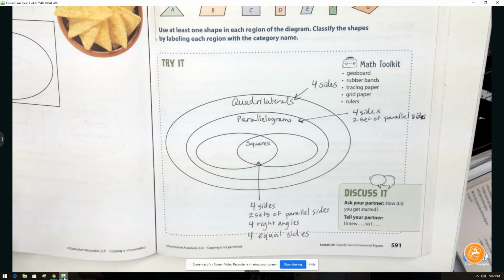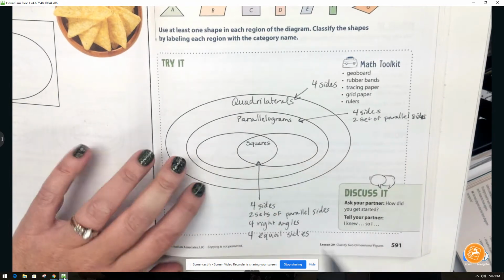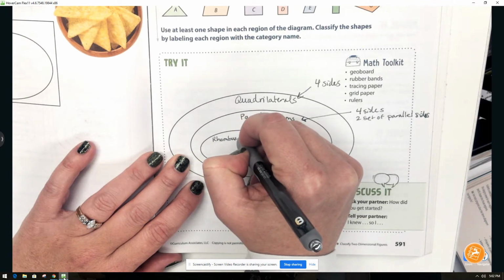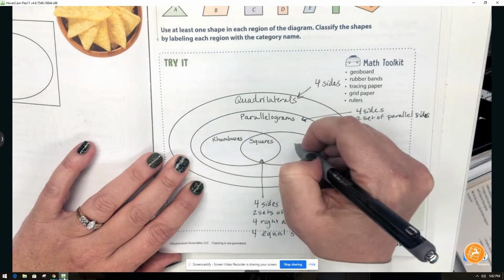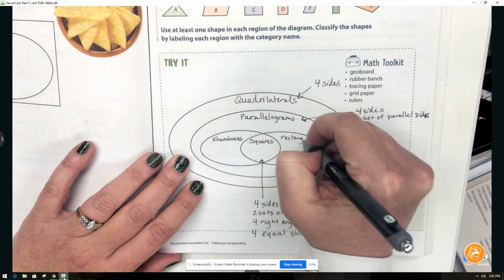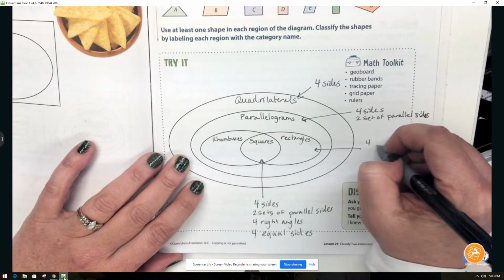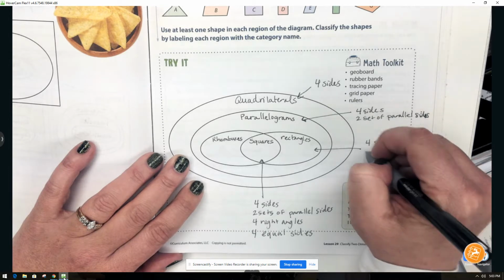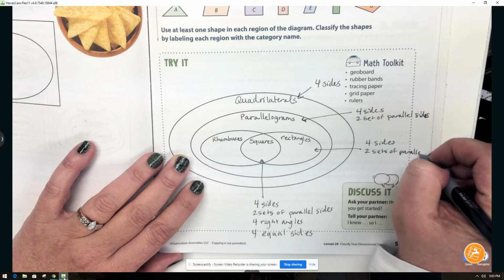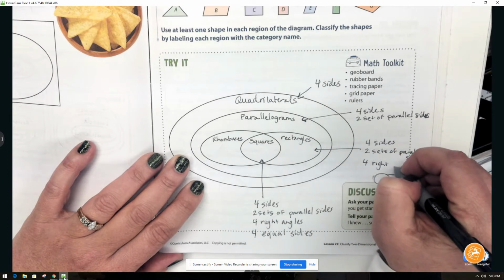Now we know that we need to put rectangles and rhombuses on here. And since there's only 2 ovals left, we're going to go ahead and put rhombuses here, and I'll talk about those in a minute. Rhombuses and rectangles. So rectangles have 4 sides, 2 sets of parallel sides and 4 right angles.